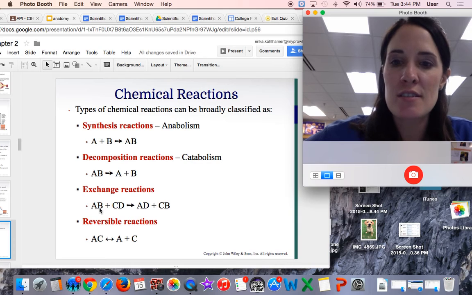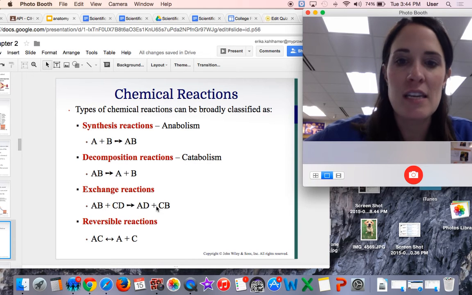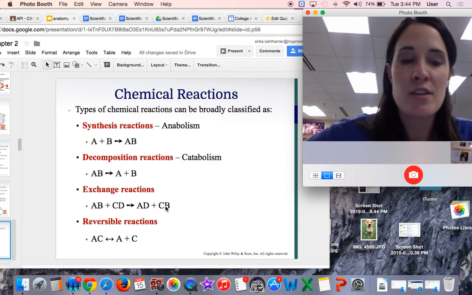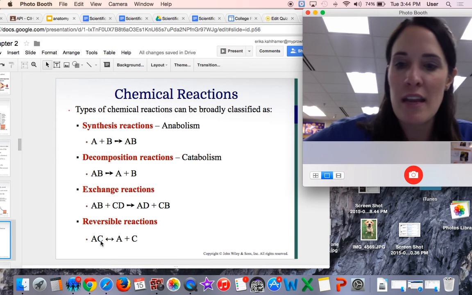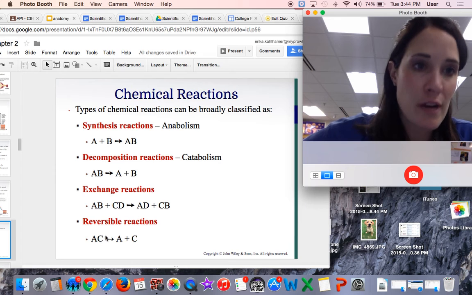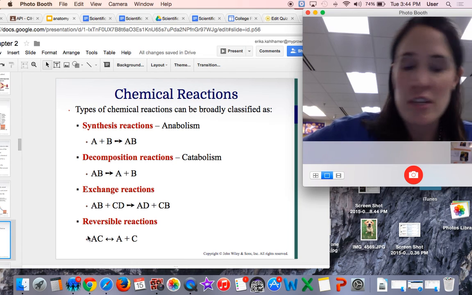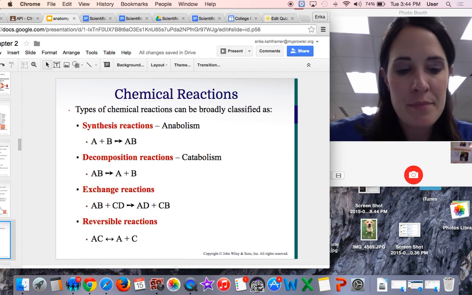Exchange reactions, AB plus CD equals AD plus CB. Mix around the atoms. Reversible, some reactions in your body can go both directions. You can produce something and then change it back. And produce something and change it back.